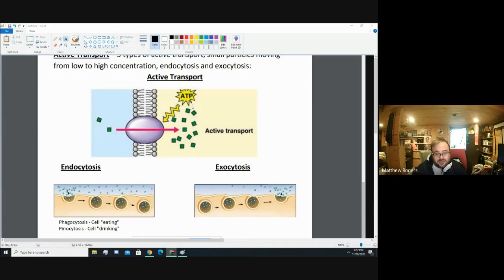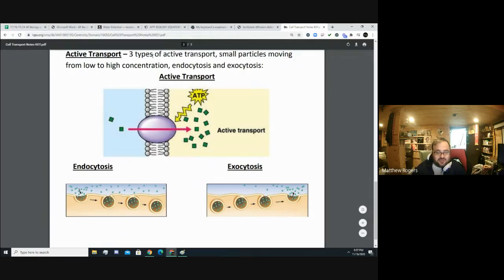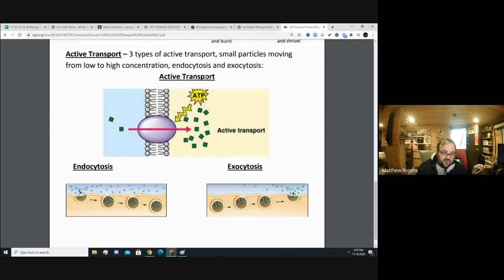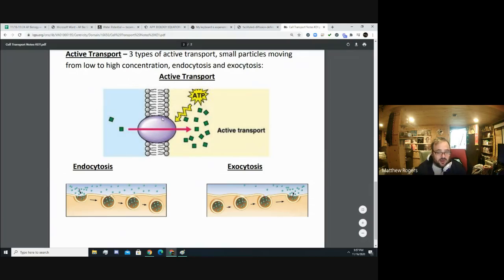Now, there's three ways to do active transport. It kind of got cut off up here, so let me switch to this one. There's three types of active transport. Small particles moving from low to high concentration is the first one. Honestly, we usually call this a pump. We're going to look at a lot of sodium potassium pumps the next couple of days, so I want to make sure that we understand what this looks like here.